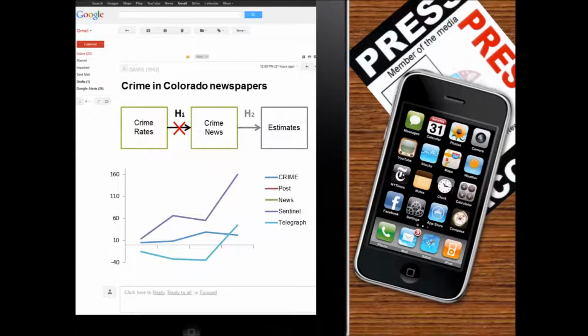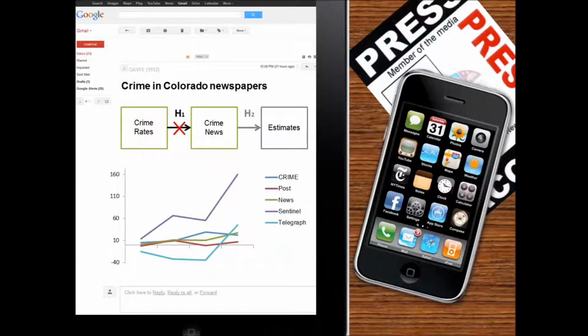But those percentages didn't really reflect the coverage of the Sentinel and the Telegraph. As you can see, crime news exploded in the Sentinel between the third and fourth period, even though the actual crime rate dropped slightly. And in the same period, the Telegraph was also increasing its crime coverage tremendously, even though it was covering it as a decrease. The coverage was actually decreasing in the first period when the actual crime rates were increasing.